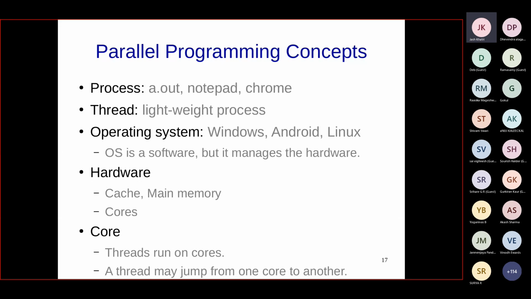There are a few parallel programming concepts which I would like to highlight before we move on. First thing is process. The formal definition is that a process is a program under execution. But more practically, let's say I want to understand what a process is. Let's understand it with an example.